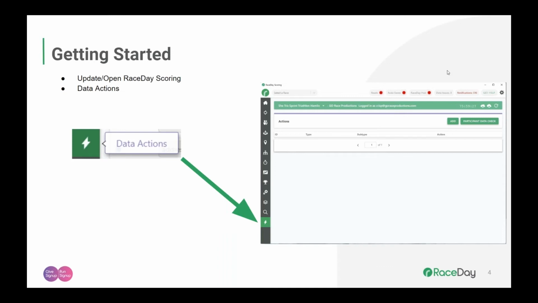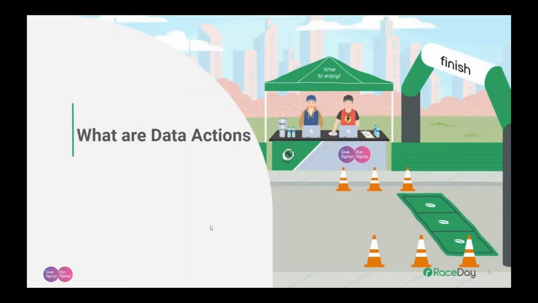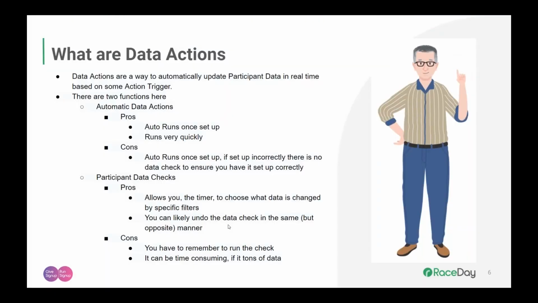A lot of you guys have been doing RaceDay scoring for a while now. You've been using a lot of these tools. You maybe have skipped over some of the report builder tools, and then you've seen this lightning bolt at the bottom and not really known what it does, because when you click it, it doesn't have anything there for you. Well, when you go in to your data actions here, you hover over this data actions, and you have two different buttons here. So what are these data actions? We're going to get into what those two buttons do.